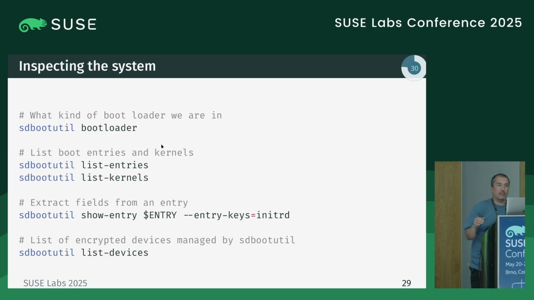You can unenroll the system. You can query the information of the system by asking the kind of bootloader you are going to use, listing entries and kernels, showing values of fields of the entry. This is good for shell scripting if you have a different tool like update-bootloader. I think that is the name of the new perl bootloader. They are using this tooling to gather information from the system.